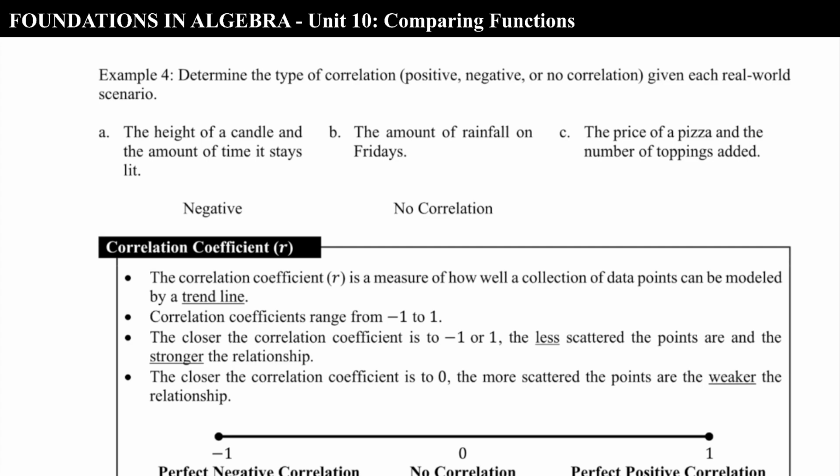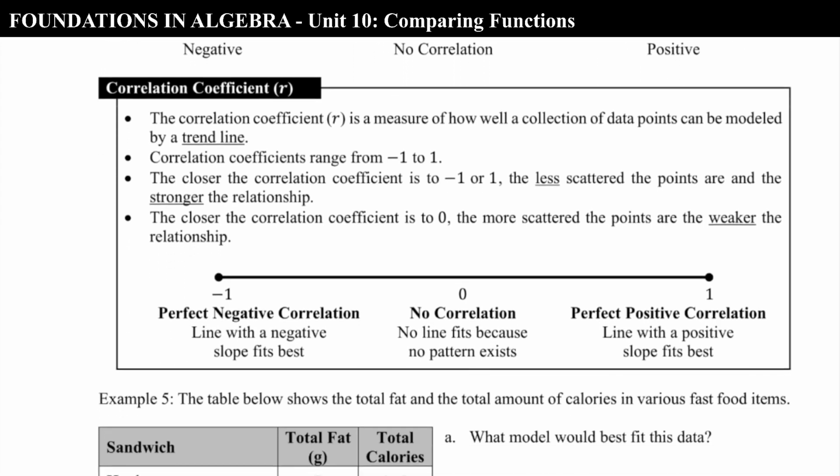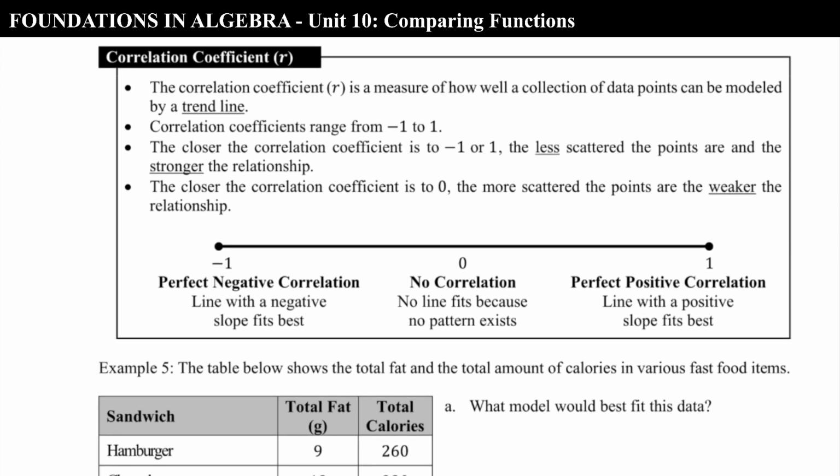In C, the price of pizza and the number of toppings added. Usually when you add toppings to a pizza, the price is going to go up. So as the number of toppings go up, the price goes up. So we have a positive correlation. So we can actually put a number to the correlation and call it the correlation coefficient. We've talked about this before, so this is a little bit of recap of something we've done.